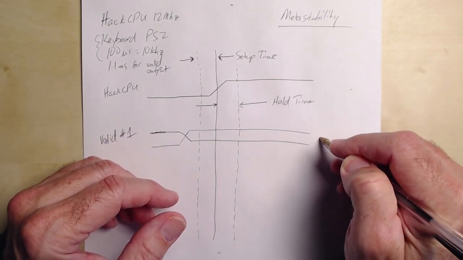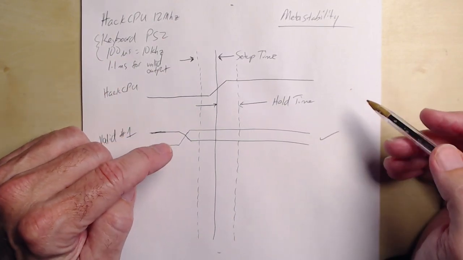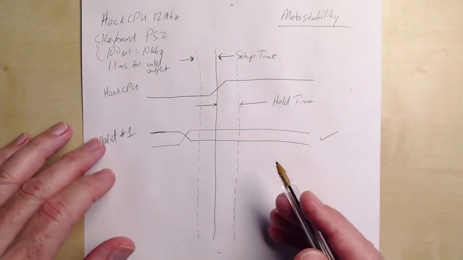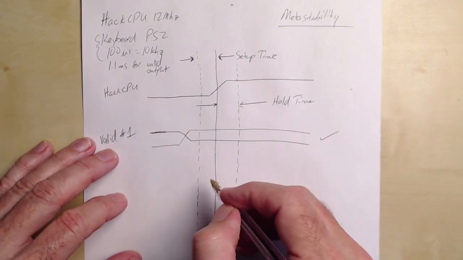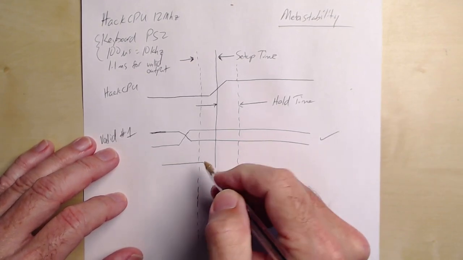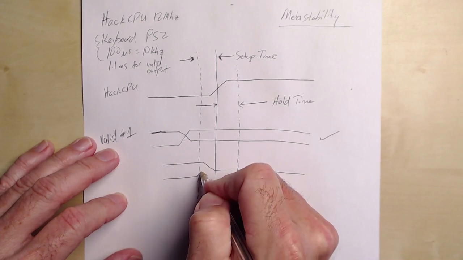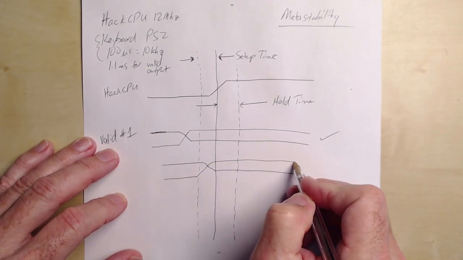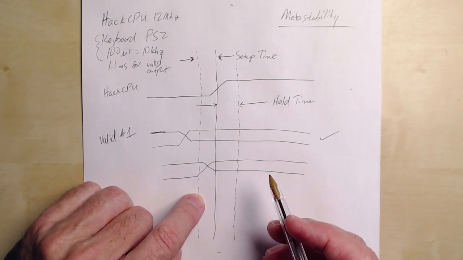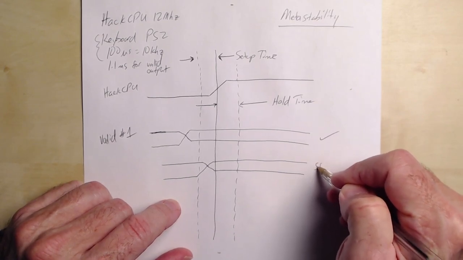So this is okay. This valid signal is valid from the perspective of the CPU being able to take it and inject it into its own sequential logic paths. But let's assume for a minute that the valid signal changes somewhere like this. Right, so if it were to change states into this band of setup time requirements of the HackCPU's clock, this is a setup violation.